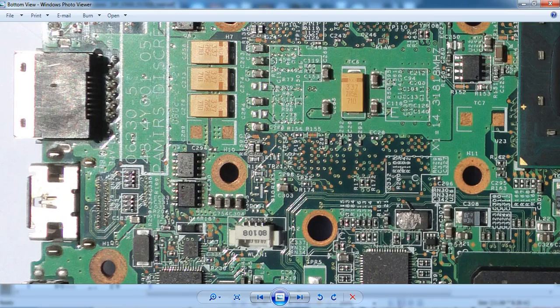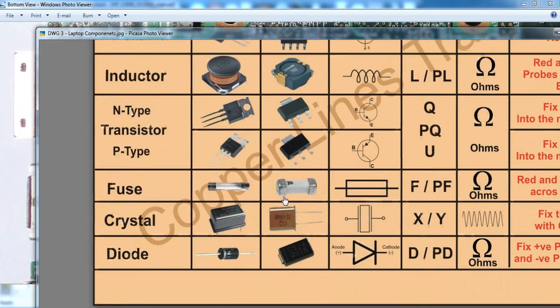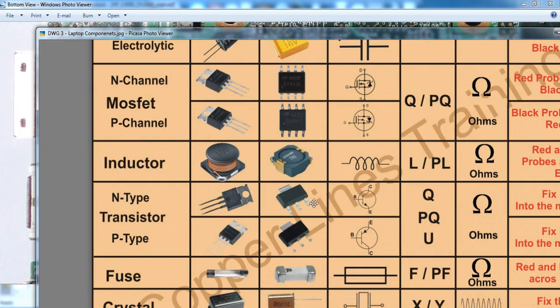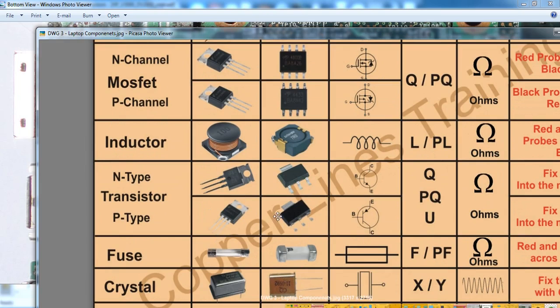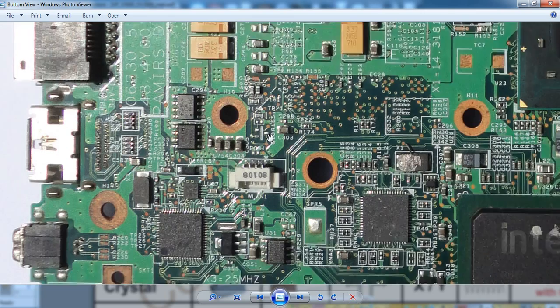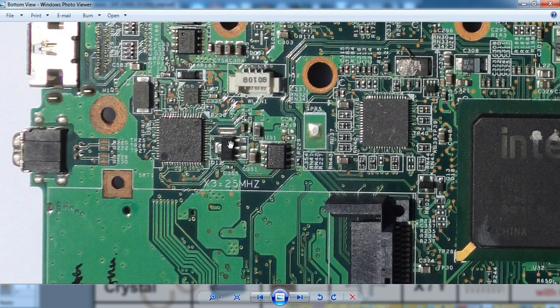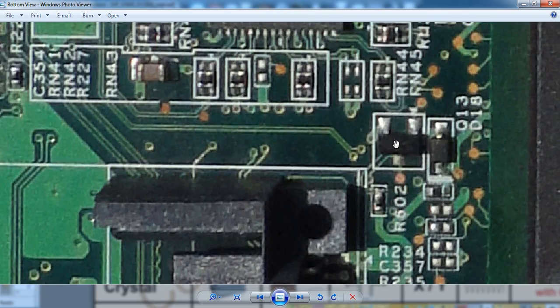And the next component, these are all the transistors. This is the transistor. There are two types of transistor, N channel and P channel.